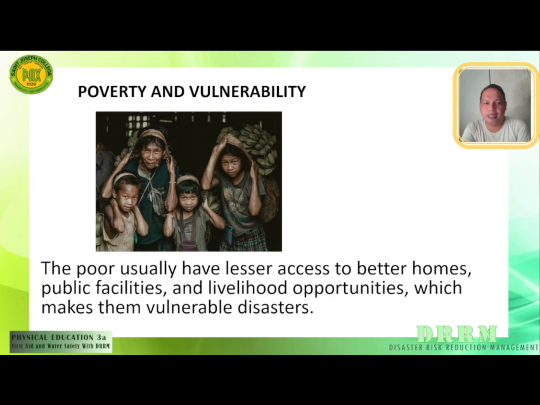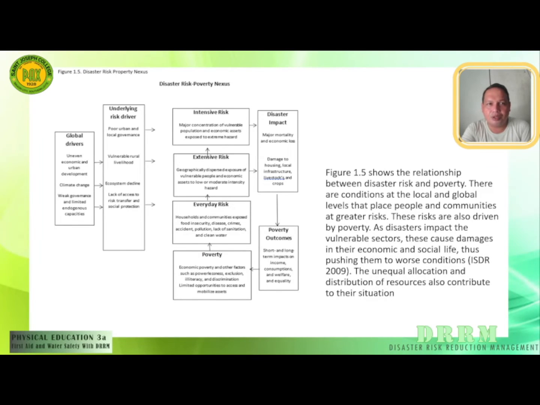Poverty and vulnerability. The poor usually have lesser access to better homes, public facilities, and livelihood opportunities, which make them vulnerable to disaster. This is an example of the disaster-poverty nexus. The 1.5 figure shows the relationship between disaster risk and poverty. There are conditions at the local and global levels that place people and communities at greater risk. These risks are also driven by poverty. As disasters impact the vulnerable sector, they cause damage to their economic and social life, thus pushing them to a worse condition.